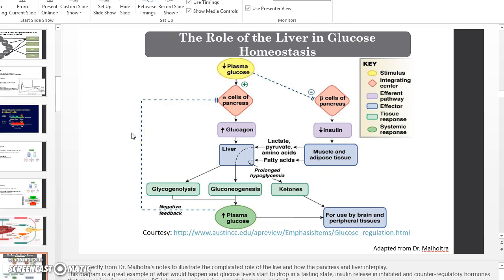This is taken directly from Dr. Malhotra's notes to illustrate the complicated role of the liver and how the pancreas and the liver interplay and work together. This is a great example of what happens when glucose levels start to drop during a fasting state. In other words, this is a good example of what occurs when your blood glucose is low, in a hypoglycemia type episode. This is sort of a compensatory mechanism.